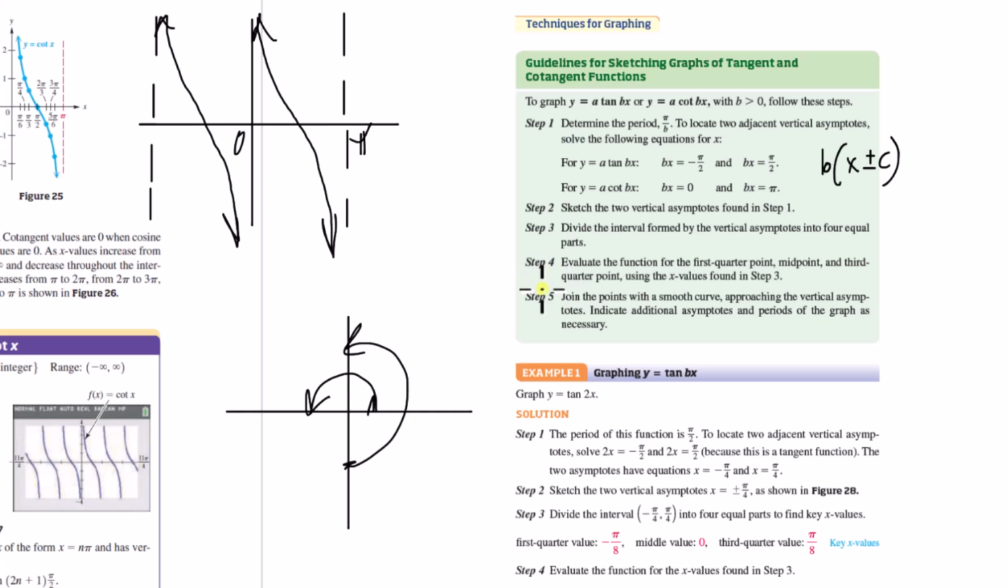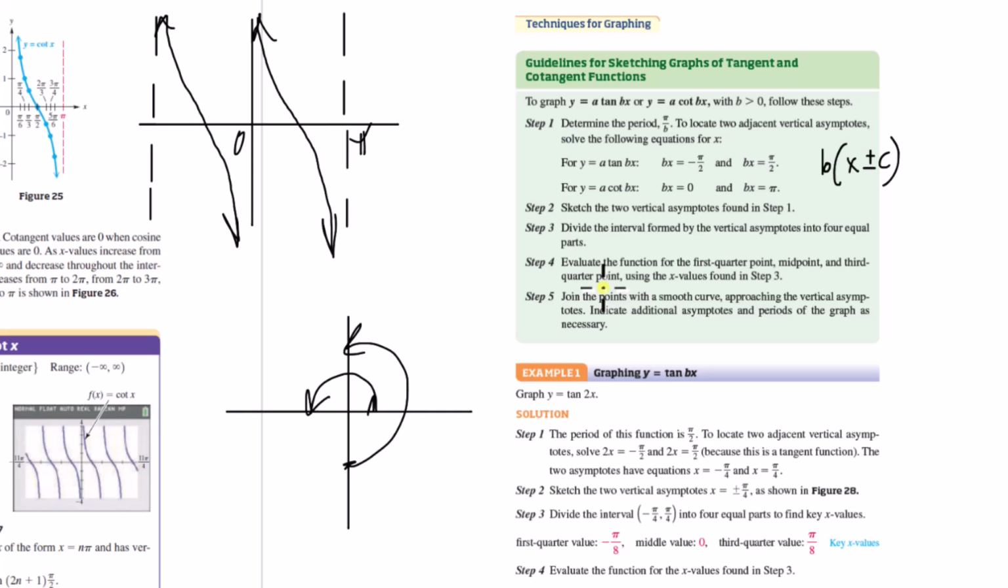Interesting. Why are they saying that? I guess to help you sketch it. Because to me, you don't even need to divide it, because the midpoint between the vertical asymptotes is going to be the x-intercept, and then you have everything you need. But I guess it's a good idea to plot a few points to help guide you with the shape of the curve. Evaluate the function for the first quarter point, the midpoint, and the third quarter point.